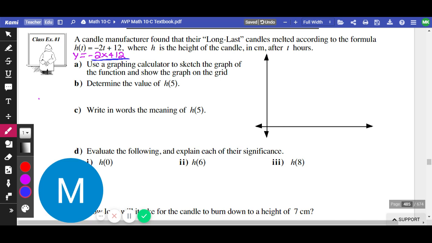So negative 2. Your x button is beside your alpha button, so it's right here. Negative 2x, and then plus 12. Before you can graph this, we want to set up a window or a grid that would make sense for the question. So click on window.